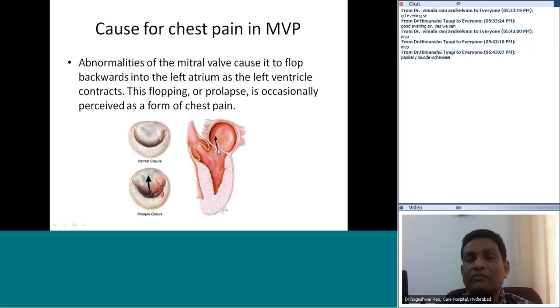So one of the commonest cardiac problems which come to you, in young girls, usually chest pain is due to mitral valve prolapse. What treatment are you going to give her? What is the treatment which you offer in this particular situation, guys?